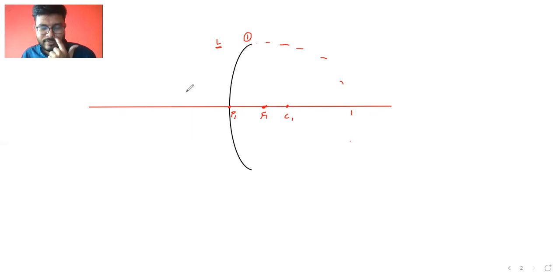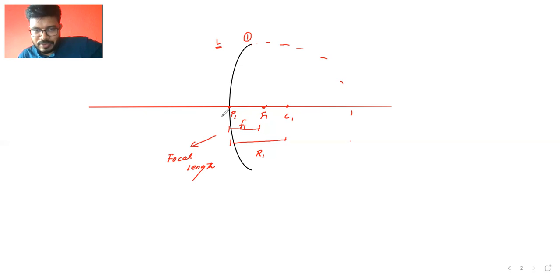Remember, for the first curve, the point where the principal axis meets, I took as P1, the pole, on half of the spherical surface. It is your C1, center of curvature, and the distance from the pole to the center of curvature is nothing but your radius of curvature. I'll take it as R1, and the pole to the focus, F1, is your focal length. We already know these cases from mirrors. So everything I have taken as P1, F1, C1, and R1. Now we'll discuss the second lens.